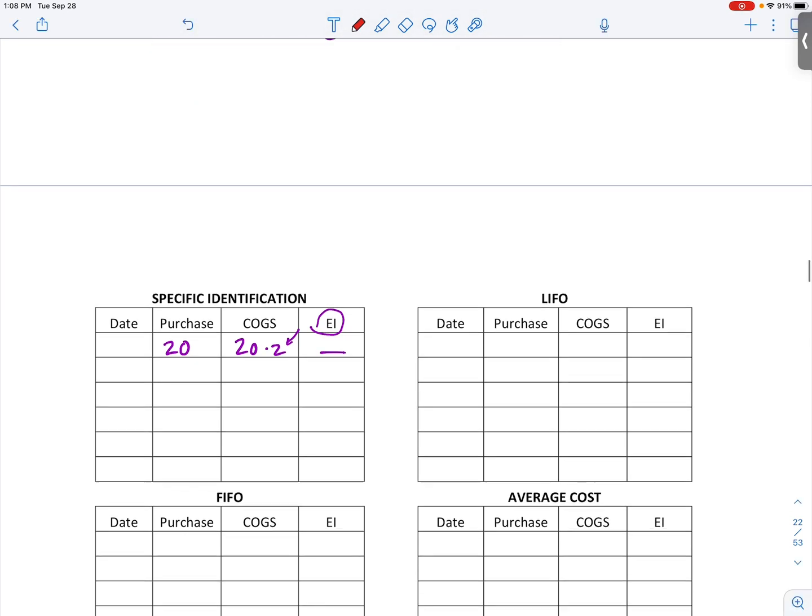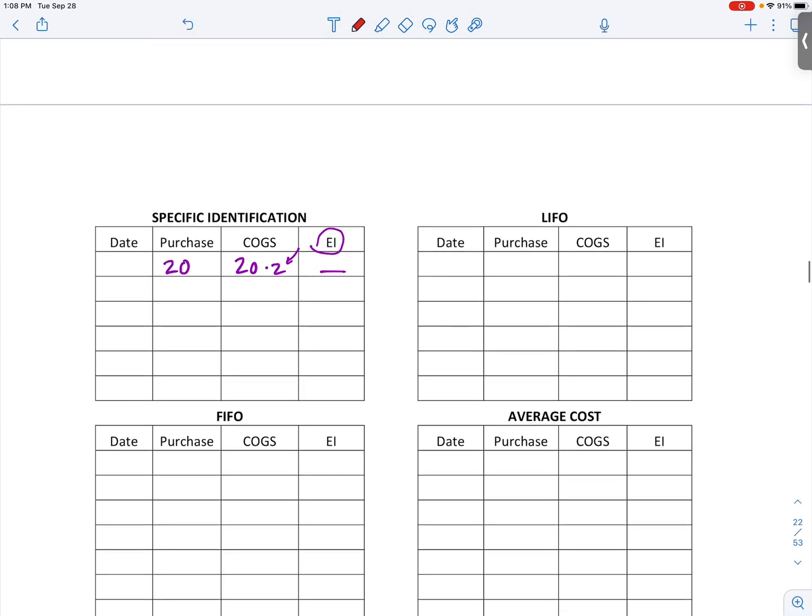Now let me go ahead and give you those check figures so you can try this on your own and make sure you know how to do it all. So my total value should be 275. My cost of goods sold for specific identification should be 140, and this should be 135.